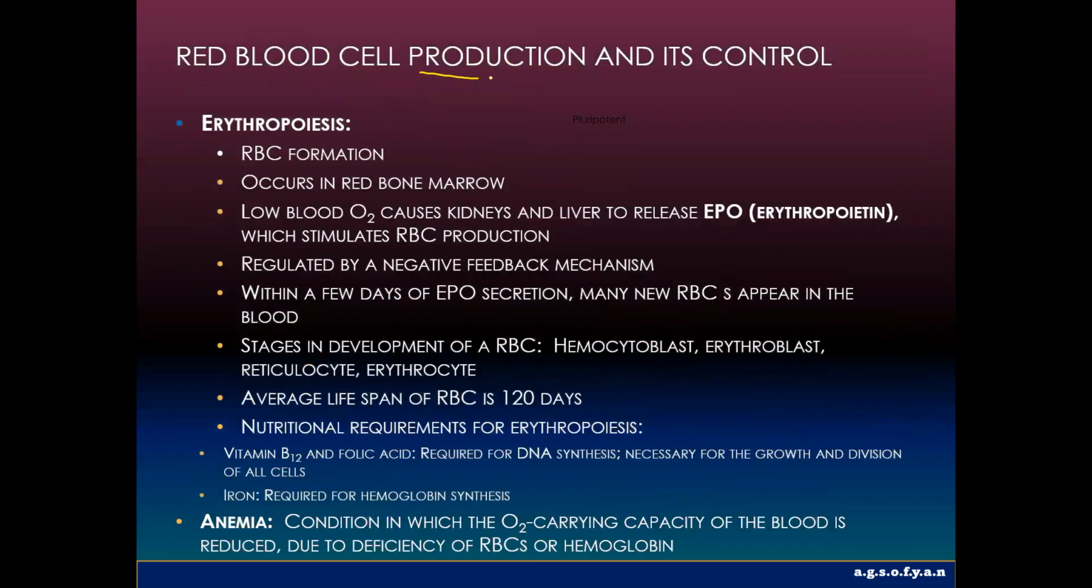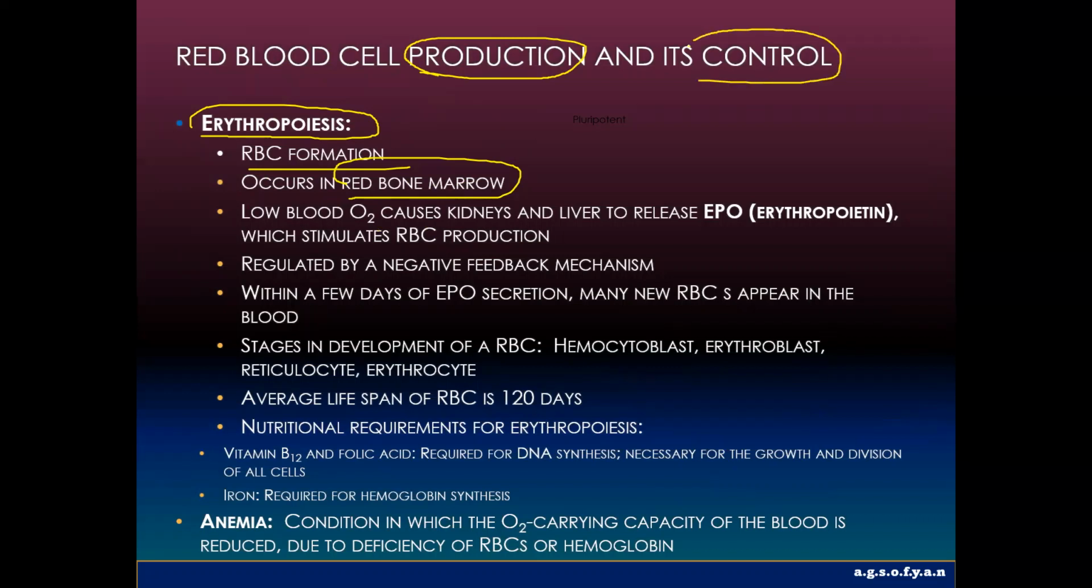The production, we already mentioned about the production of blood cells. All of them are produced in red bone marrow. The special production of red blood cell is called erythropoiesis. It is red blood cell formation. Again, happening in the red bone marrow. The control is from a negative feedback system.